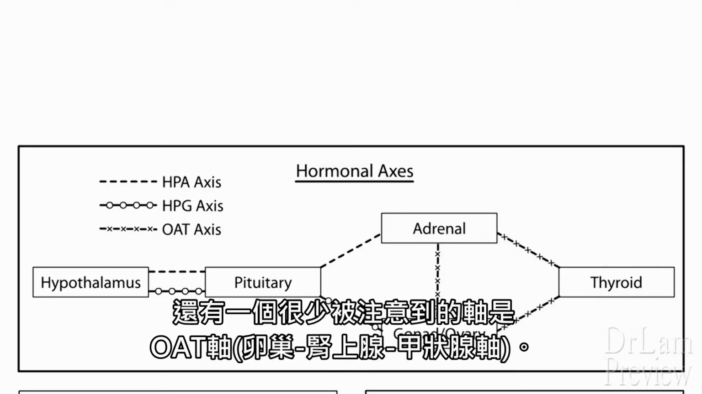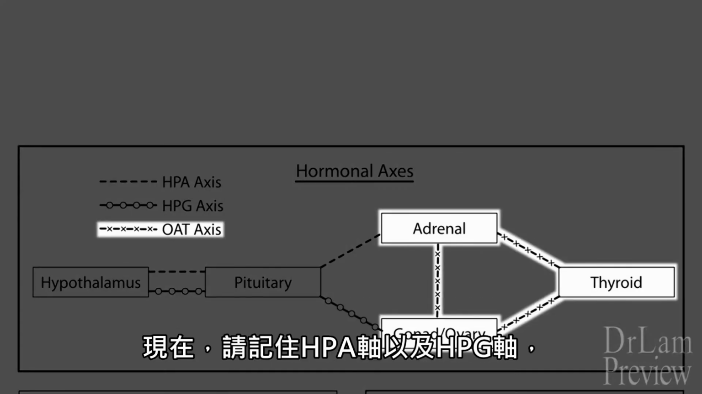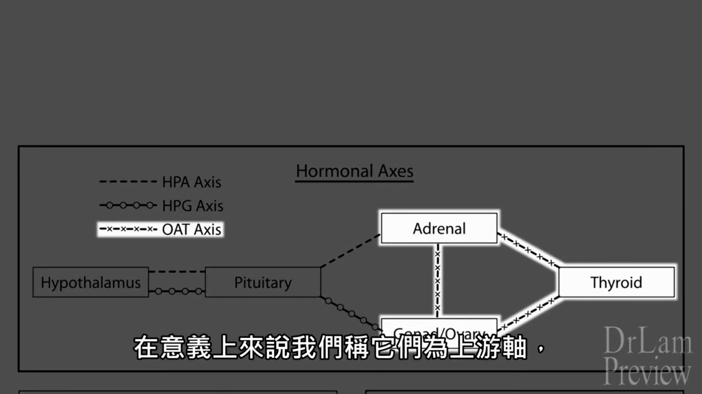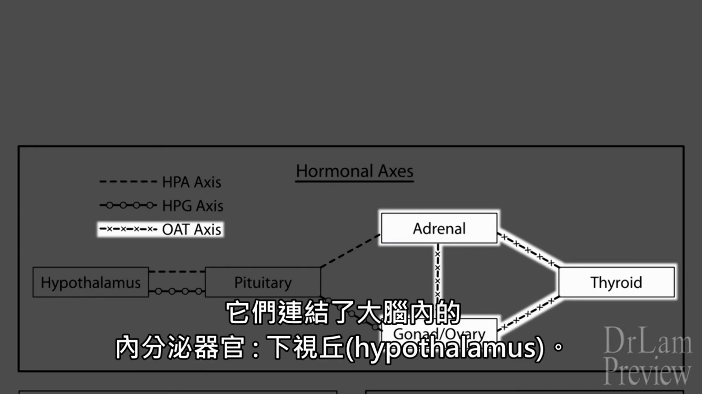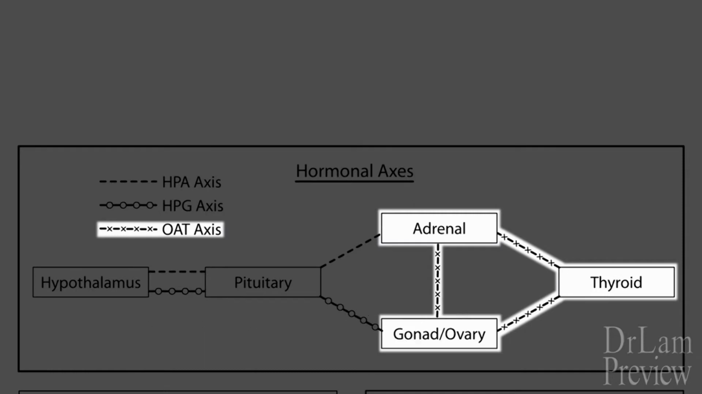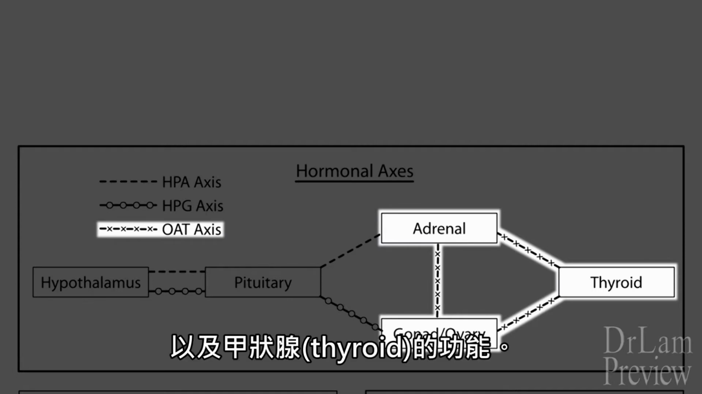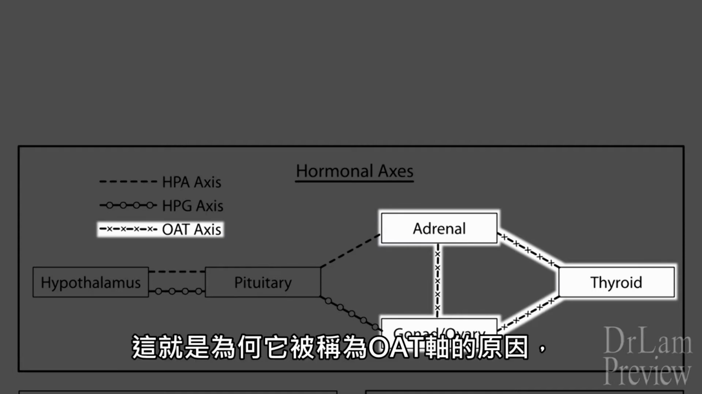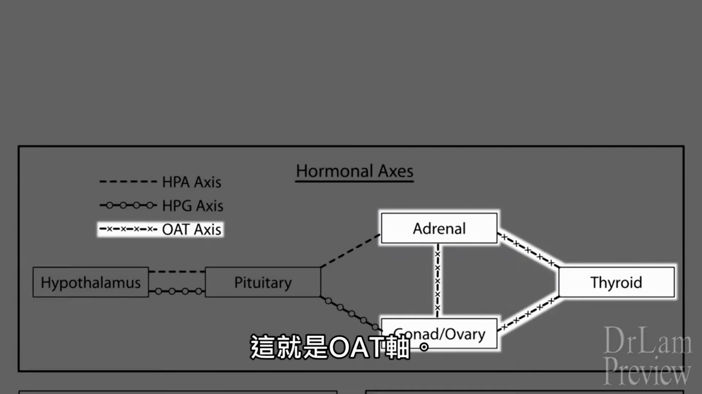One axis that is seldom looked at is the OAT axis. Now remember, the HPA as well as the HPG axis are what we call upstream axes, in the sense that they connect the brain, which is the hypothalamus, to the endocrine organ. Now, the OAT axis governs the function between the ovarian system, the adrenal system, as well as the thyroid. So that's why it's called the OAT axis, as you can see from this diagram here. So that's the OAT axis.